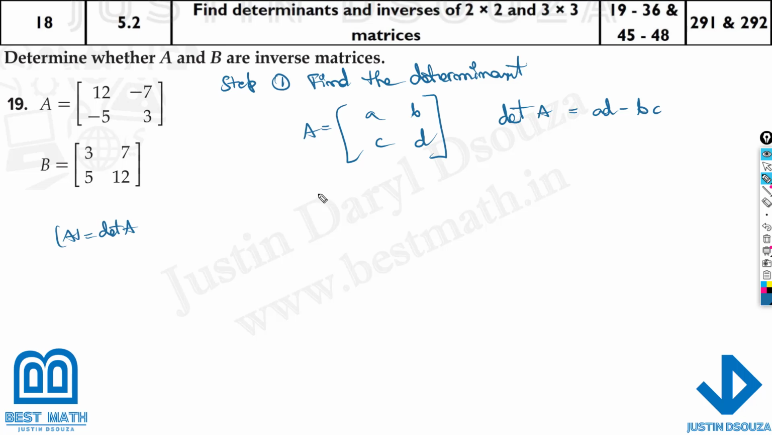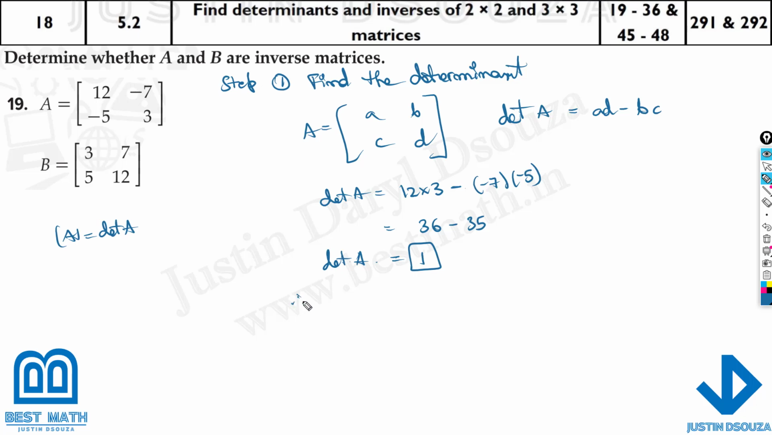Now let's find it. Determinant A will be equal to 12 times, let's multiply these two, 12 times 3, minus, don't forget the sign, minus 5 times minus 7, or minus 7 times minus 5. It's the same thing. So over here we will have 35, over here it is 36. 36 minus positive 35. The answer is 1. Determinant is 1.